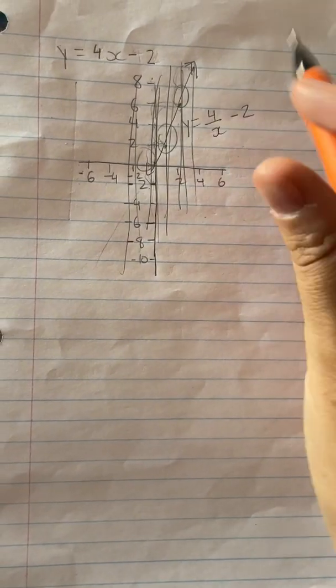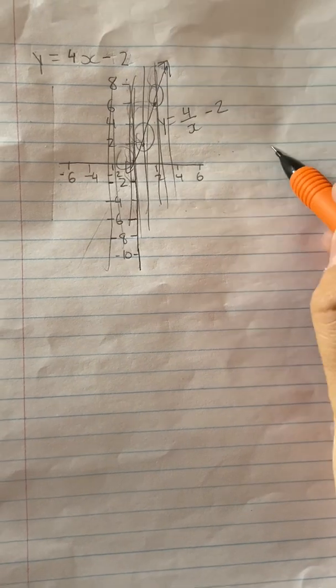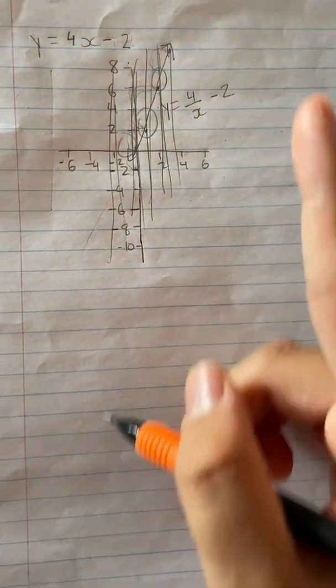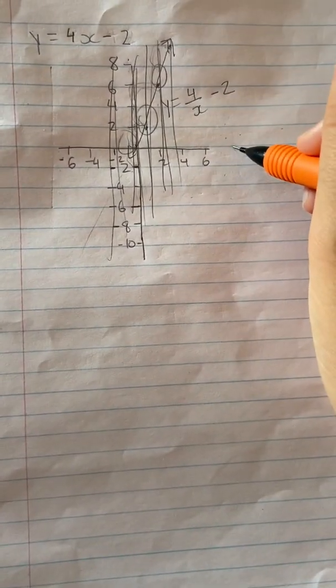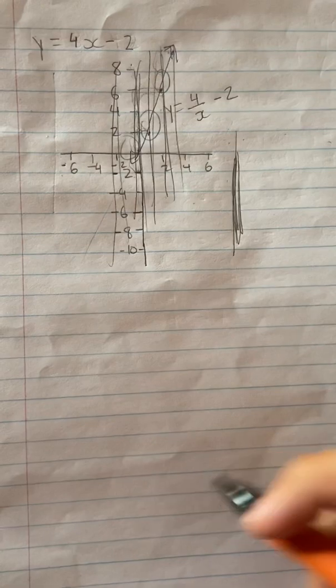And in addition, all linear equations will pass the vertical line test, but there's only one exception, and that is when the equation or line is a perfect vertical line, because then of course it'll touch it an infinite amount of times.